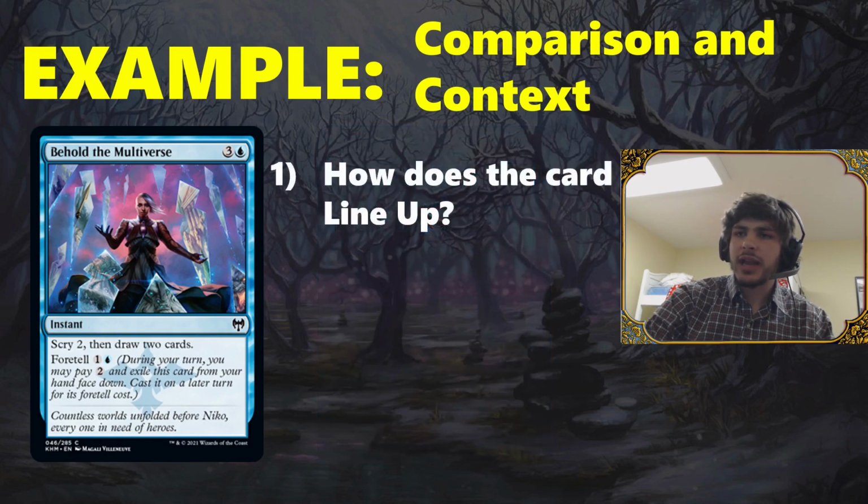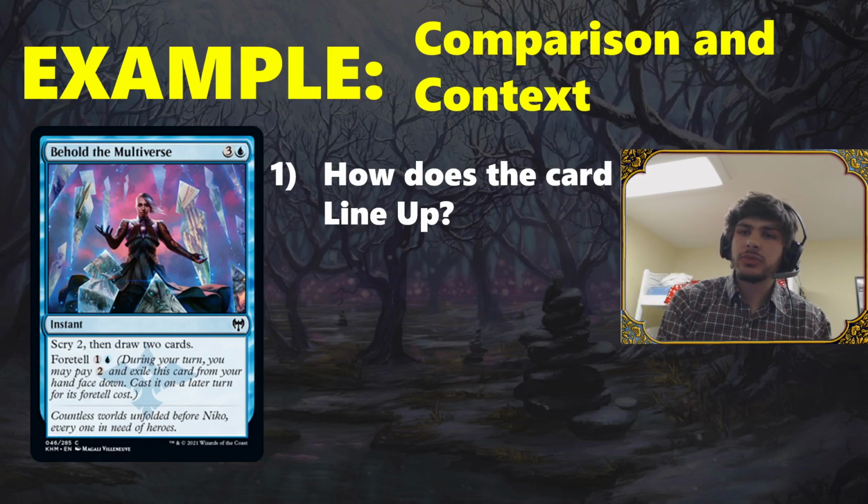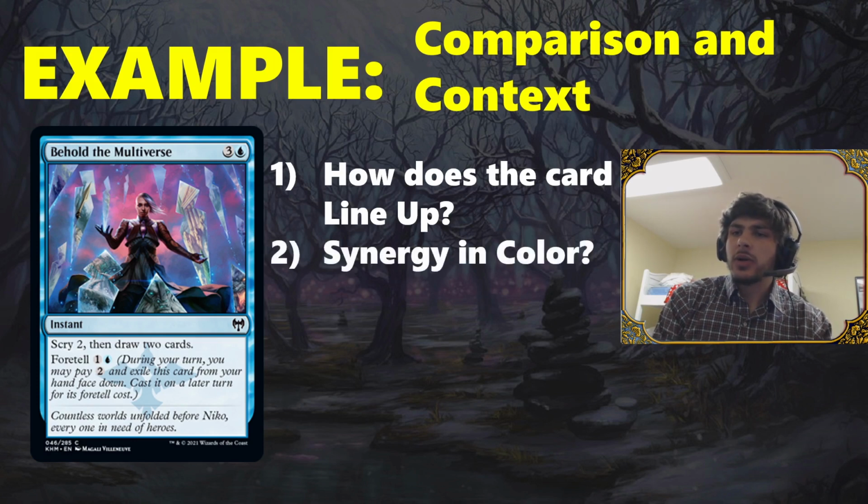Now we have to look at, how does the card line up? Well, is 4 mana going to be a key turn in the format? Are there going to be other cards you can spend 4 mana on? One thing that you have to know is, how fast is the format going to be? Am I going to have time to draw cards? Am I going to be actively looking to draw cards? Is this a format where drawing cards is really important? These are the types of things we can't really know yet, but we can know a little bit about synergy in color.